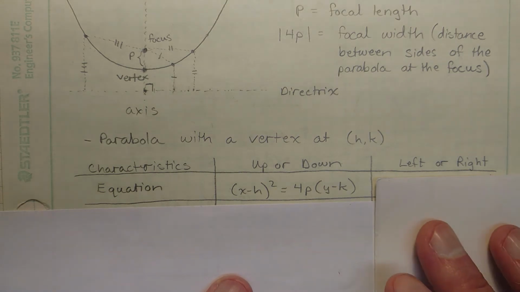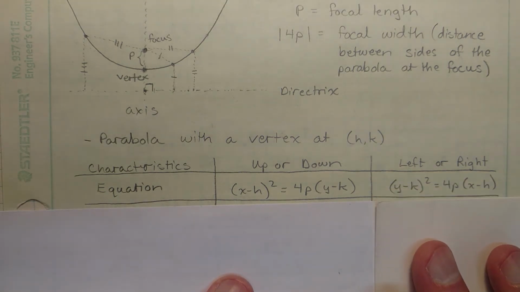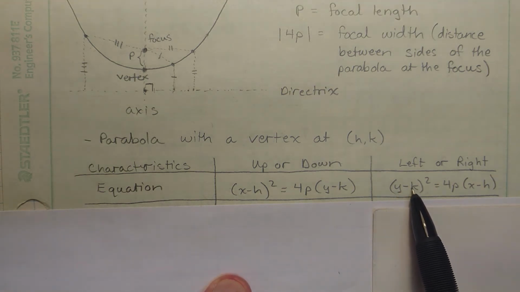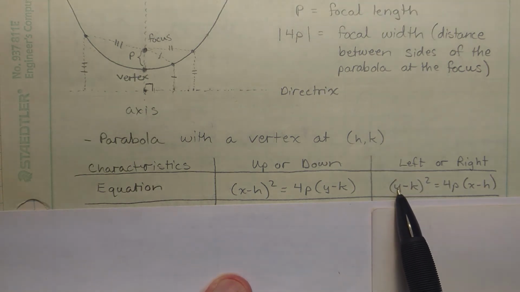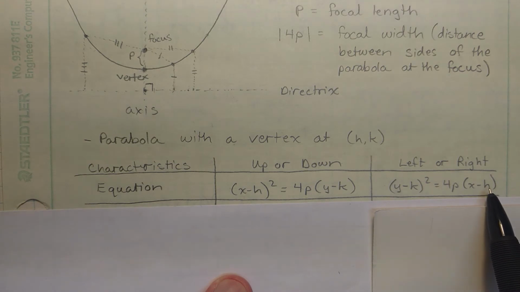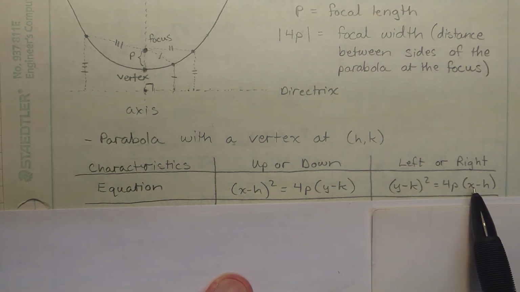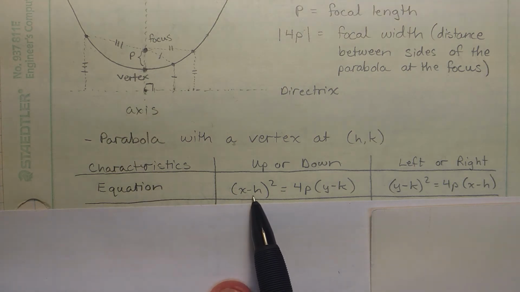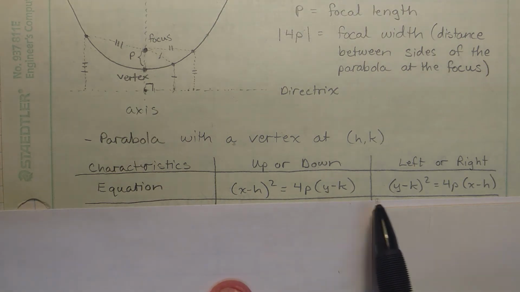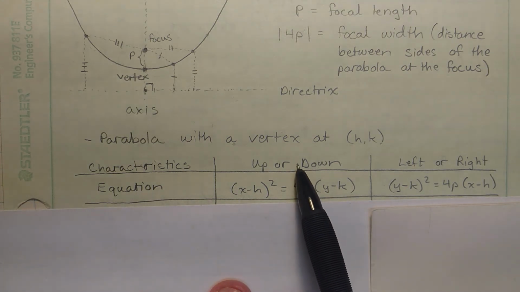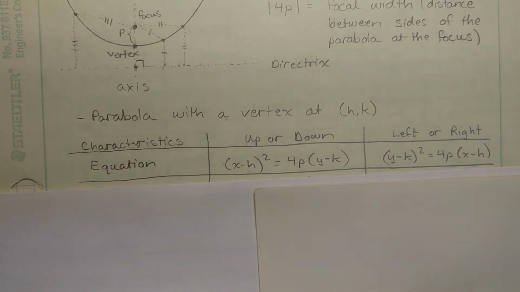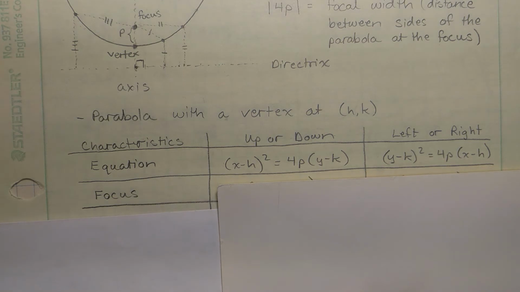And if it opens up left or right, it's very similar, except that now the y is squared. The k, which is the y coordinate of the vertex, still is paired with the y, and the h, the x coordinate of the vertex, is still paired with the x. But we just simply trade places with the x minus h and the y minus k when we go from vertical to horizontally opening. The next characteristic we're going to look at is the focus.